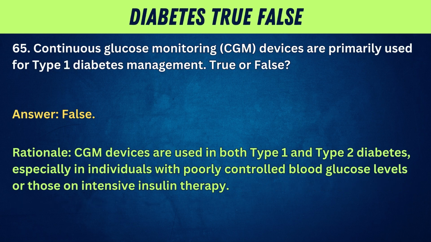65. Continuous glucose monitoring (CGM) devices are primarily used for type 1 diabetes management. True or false? Answer: false. Rationale: CGM devices are used in both type 1 and type 2 diabetes, especially in individuals with poorly controlled blood glucose levels or those on intensive insulin therapy.